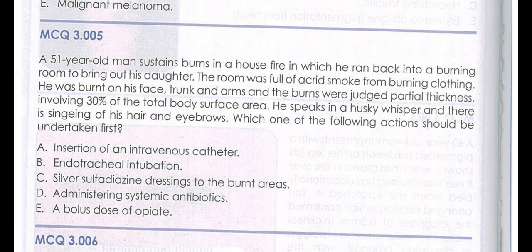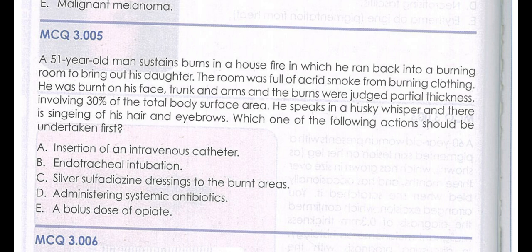So the options are: A, insertion of an intravenous catheter; option B is endotracheal intubation; option C is a silver sulfadiazine dressing to the burn area; option D is administering systemic antibiotics; option E, a bolus dose of opioid.